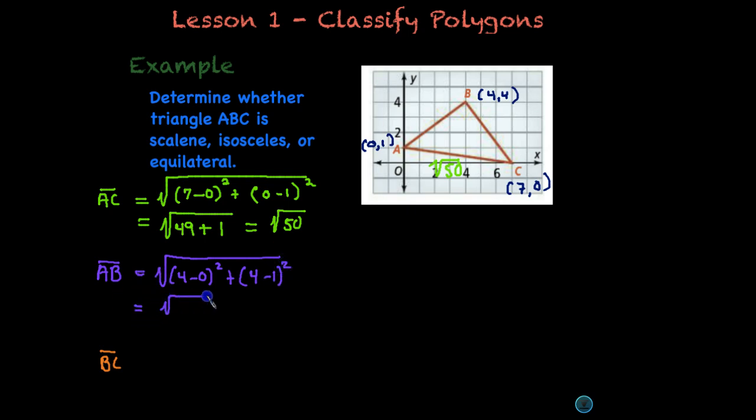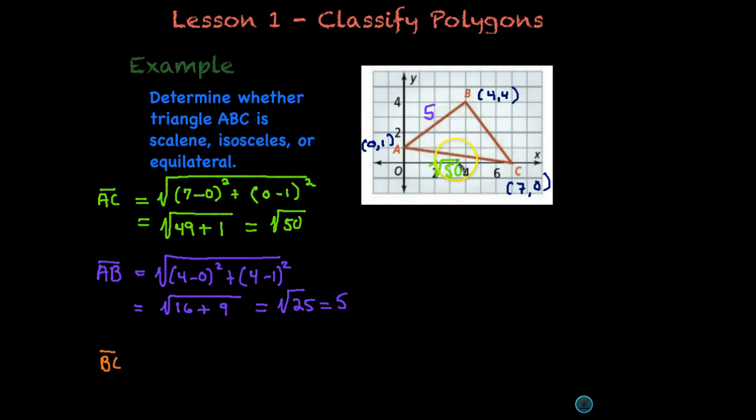When I simplify this, 4 minus 0 is just 4, and 4 squared is 16. 4 minus 1 is 3, 3 squared is 9. I get the square root of 25, which I can simplify to be 5.